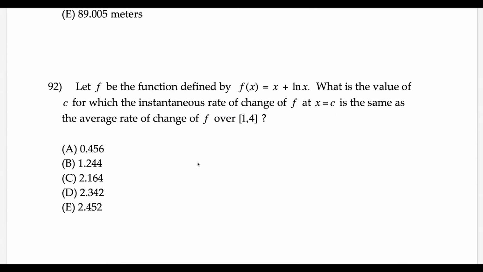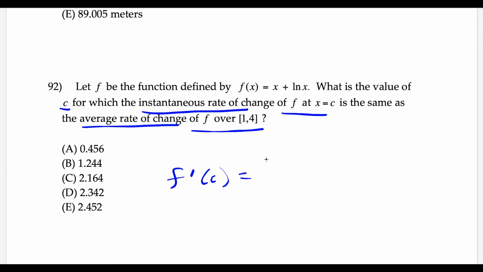So the last question, this looks like the mean value theorem. We have f of x here, and we want to know what is the value of c for which the instantaneous rate of change of f at x equals c is the same as the average rate of change of f over this. So what we're looking for is what is the value of c where f prime of c is equal to the average rate of change of f over that interval, which is f of 4 minus f of 1 over 4 minus 1. So the calculator could do all of this for us.